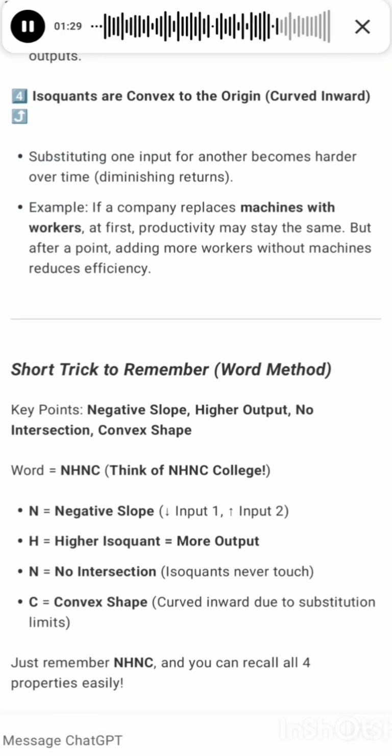Short trick to remember. Word method. Key points: negative slope, higher output, no intersection, convex shape. Word equals NHNC. Think of NHNC college. N equals negative slope, input 1, like input 2.